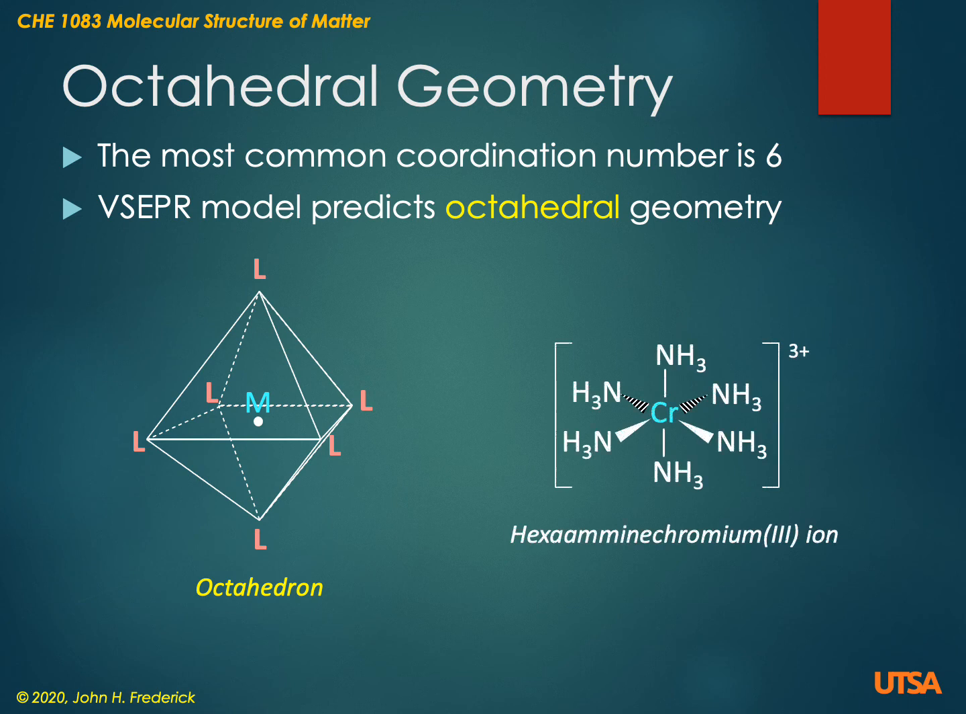If we want to draw this on a flat piece of paper, we would use wedge bonds to indicate those ligands that go into the page and those that come out of the page. So here's an example of the hexaammine chromium(III) ion. I want to make a special note that we've spelled ammine in this case as AMMINE. When ammonia serves as a ligand, the way we refer to it in chemical names is by AMMINE. So this is just a peculiarity of the usage in this particular case.